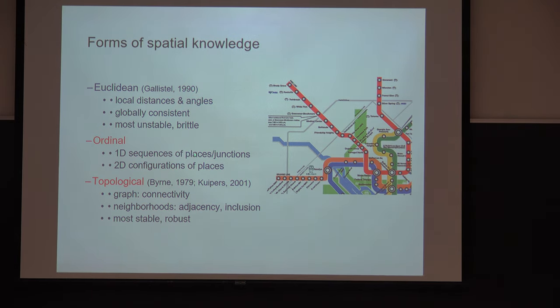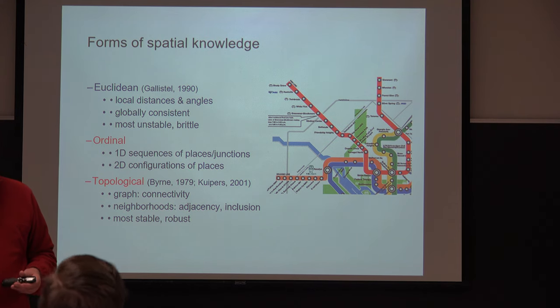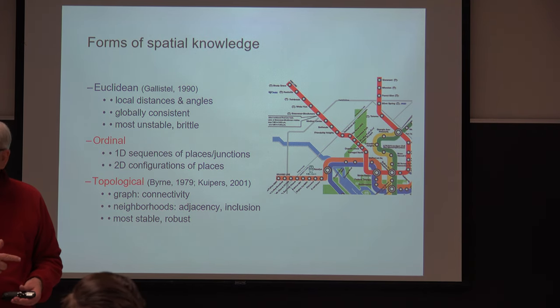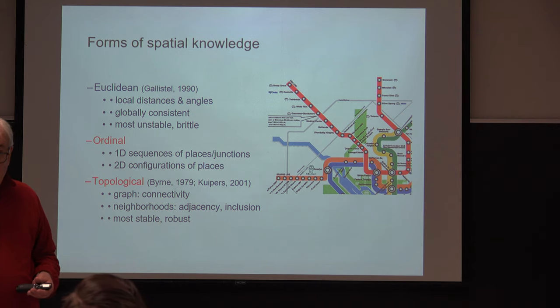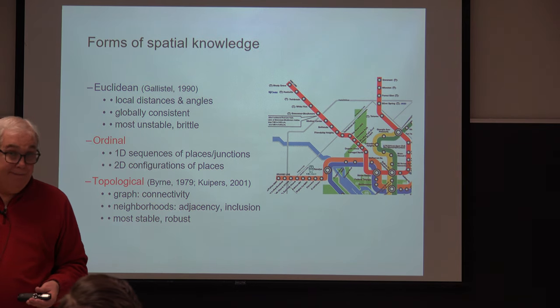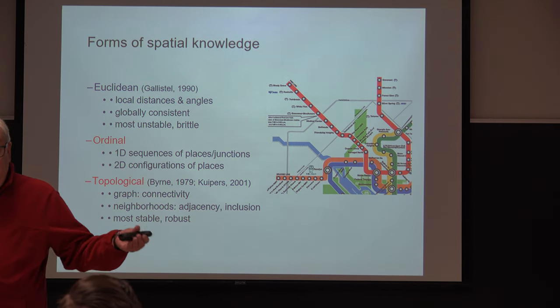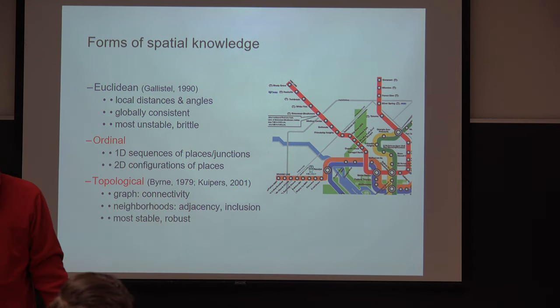Ordinal is 1D sequences of places and junctions, right? So if I'm giving you directions, I say, go 3 blocks north and take a right. Now, all of you would give directions like that. I say 3 blocks north, so I've got a direction there. Go 3 blocks. I didn't say anything about how long those blocks are. So you look for 3 intersections and then you take a left. We all give and use directions of that form. There's no distance information in there, so it's obviously not Euclidean.